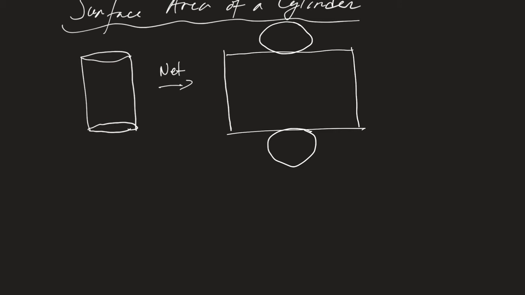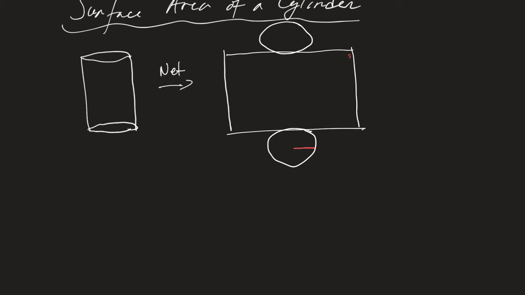That is called the net. This is called the net of the cylinder. So to find the surface area of the cylinder, you need to find the area of the circle and the area of the rectangle here.